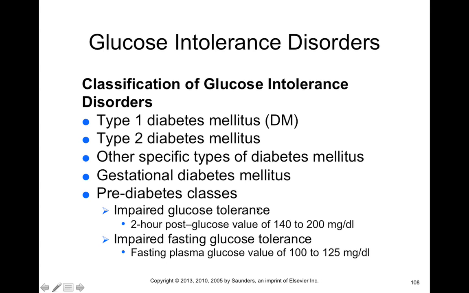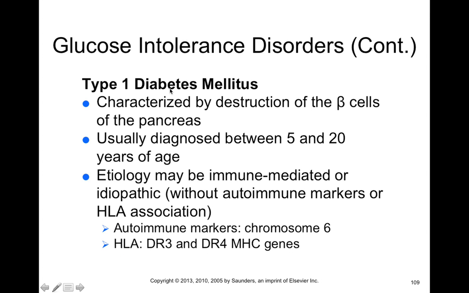Impaired glucose tolerance, you'd find 140 to 200 milligrams per deciliter 2 hours after glucose. Impaired fasting glucose would be fasting glucose values in the 100 to 125 milligrams per deciliter range. Now with type 1 diabetes, it's characterized as a deficiency of insulin.